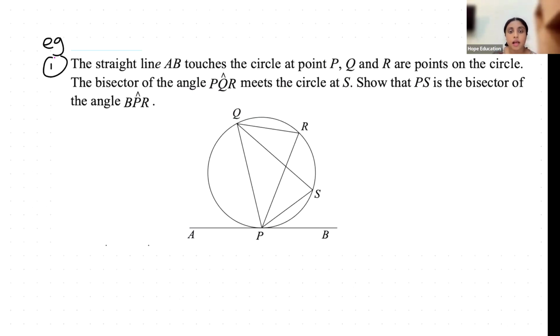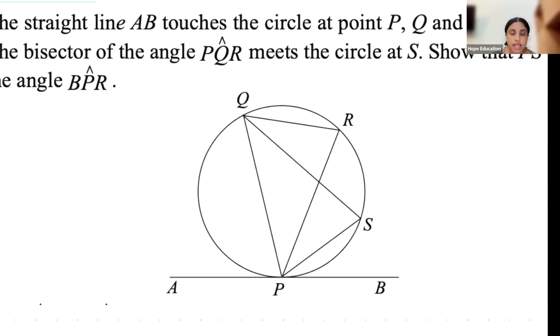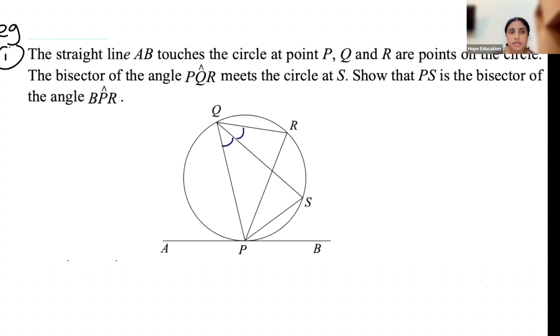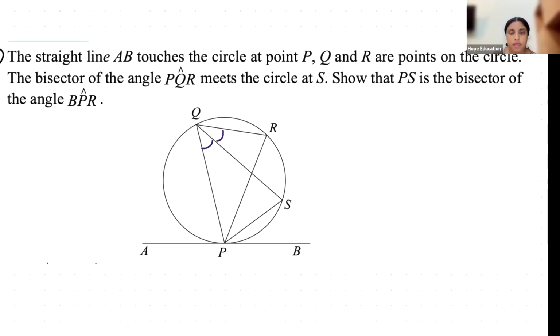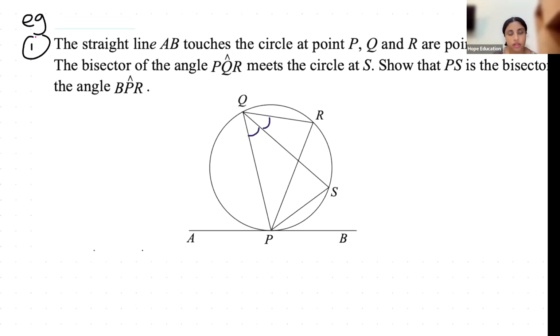The bisector of the angle PQR, meaning the line that divides it equally into two, meets the circle at S. Therefore, we know this angle and this angle should be equal, because the bisector is what goes and meets at S. So a bisector divides the angle into two equal parts. Show that PS is the bisector of BPR.